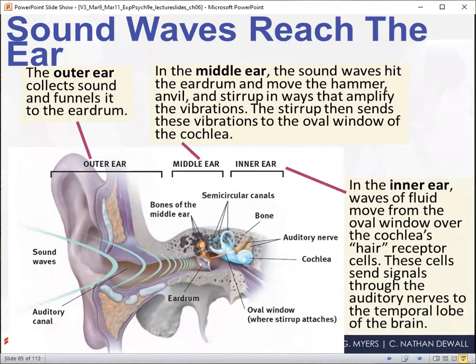In the inner ear, waves of fluid move from the oval window over the cochlea's hair receptor cells. These cells send signals through the auditory nerve to the temporal lobe of the brain. So what we're seeing here is the process by which transduction will be occurring. So let's look a little bit more closely at that.